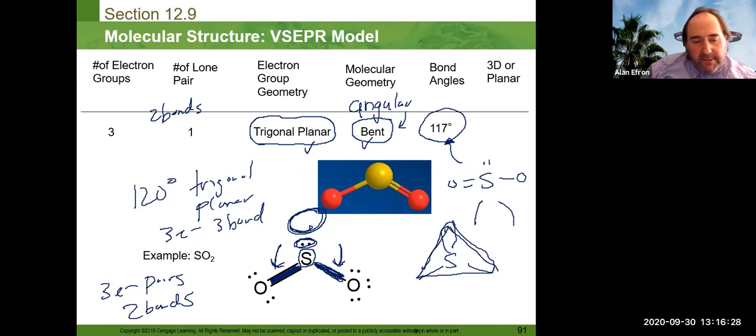VSEPR model is basically the geometry of a molecule, sort of what it looks like in 3-dimensional space. A stick model is basically, for lack of a better word, like a model kit, where you put sticks together and they're balls and sticks, and you build the molecule on it. So a stick model is kind of this guy right here. It kind of looks like this.